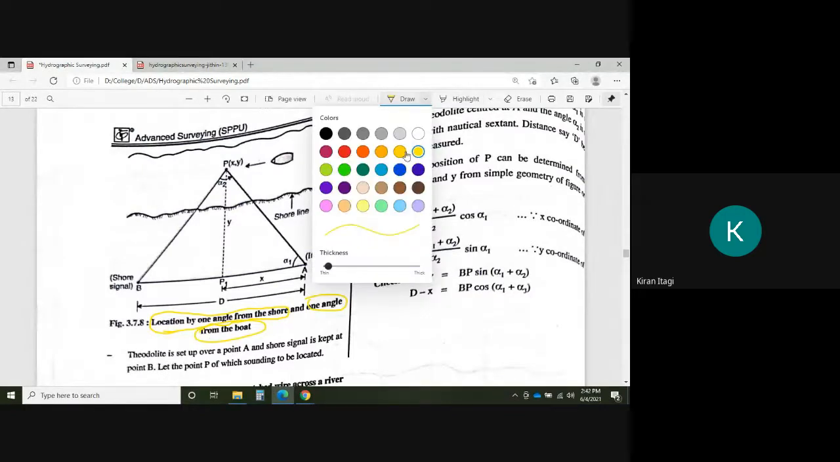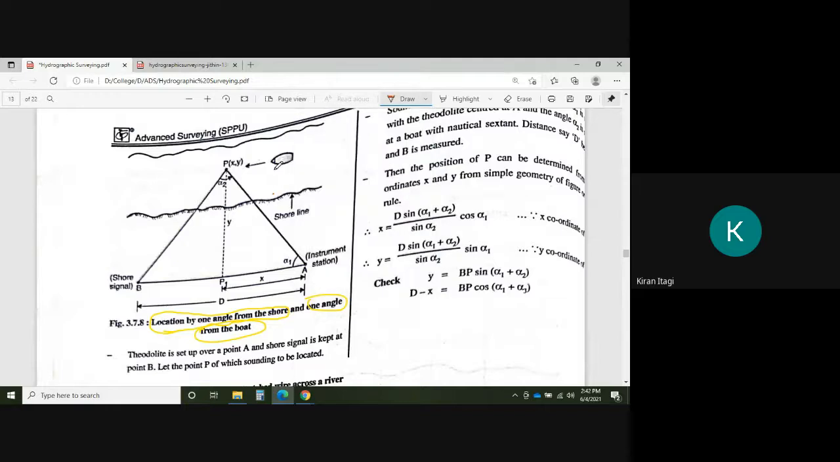Then we have location of soundings by one angle from the shore and one angle from the boat. See, in the previous problem we took alpha 1 and alpha 2, meaning two angles from the seashore. In the second type, we took two angles from the boat. Now the third one is one angle from the boat and one angle from the shore.